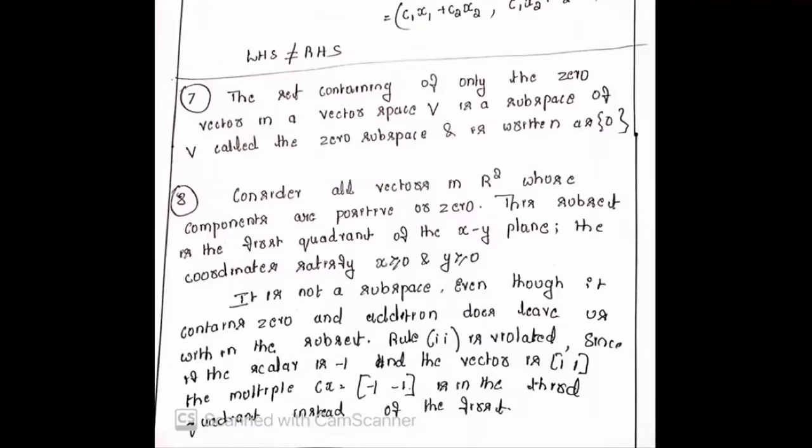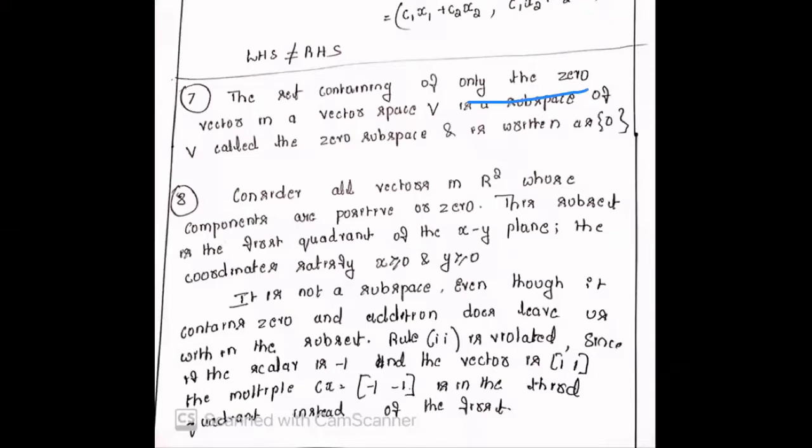Suppose the set containing only zeros. Okay, so the set is containing only zeros here. So the zero vector in the vector space is a subspace of V. So the zero vector is called a subspace, that you should know. It is written as zero. If it is 2-dimensional, it is (0, 0). So the zero vector is always a subspace.